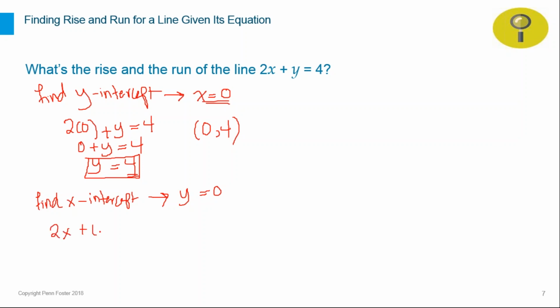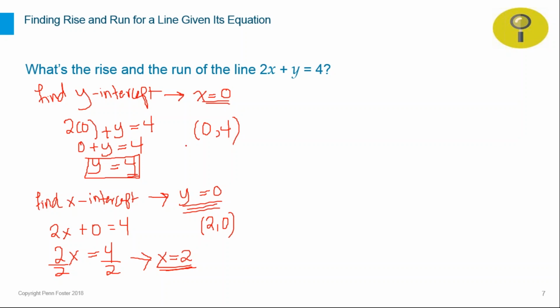2x plus 0 should equal 4 according to this equation. This is the same as saying 2x equals 4, solved by dividing by 2 on both sides. In this case, x will equal 2. So you have the x value and the y value. Your second point, the x-intercept point, is (2, 0).